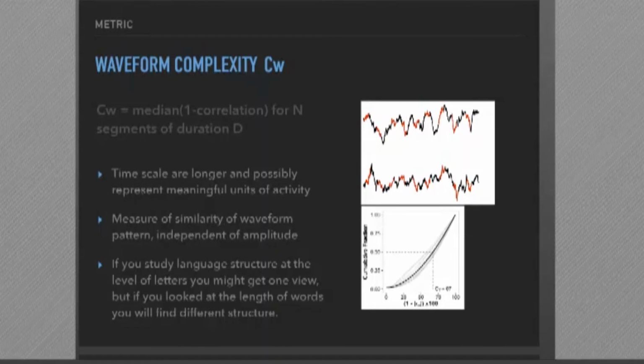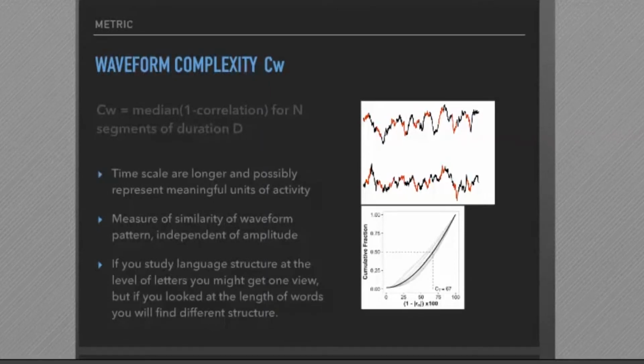And complexity, as we define, ranges from 0 to 100. So this measure is different from other entropy measures which I just discussed, because the time scales are a little longer.